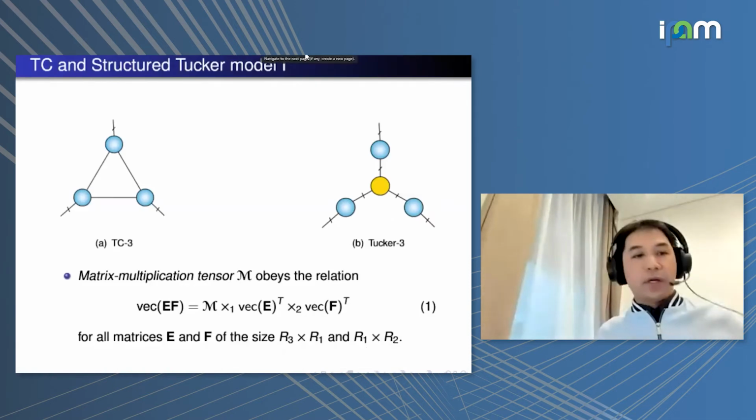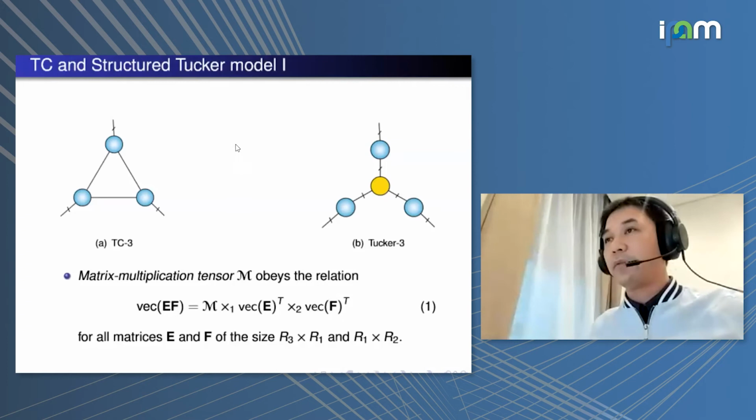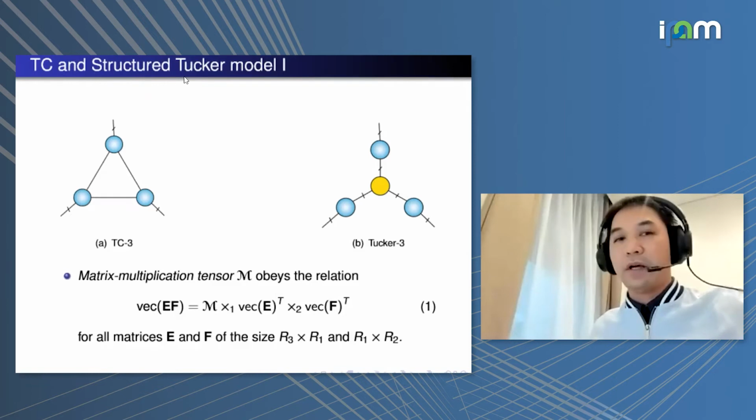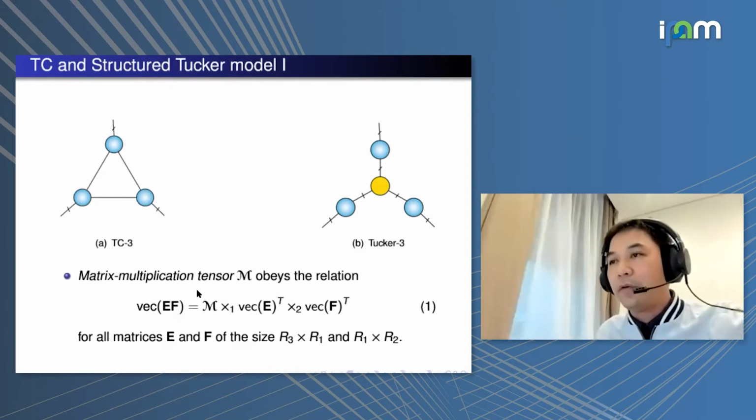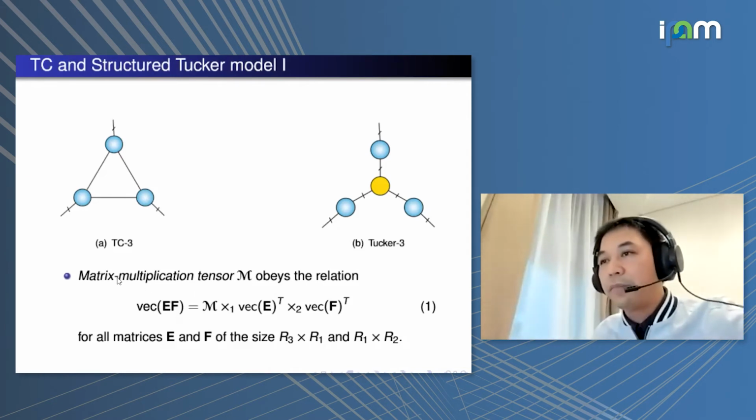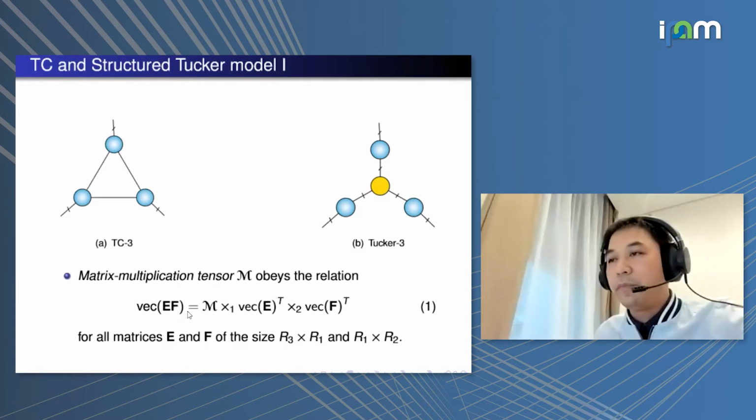Before introducing the algorithm, we just show you some relations between the tensor train, the loop tensor network, and the ordinary Tucker decomposition and the canonical polyadic tensor decomposition. Look at this, for example, the loop tensor network. We use what we call the matrix multiplication tensor. For example, if we multiply the 2 matrices E and F, we vectorize this. In this case, we can always compute it from the product of the tensor M, these 3 tensors, multiplied with the vectorization of E and the vectorization of F.